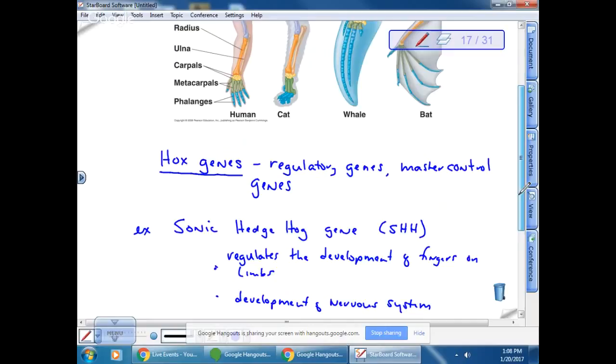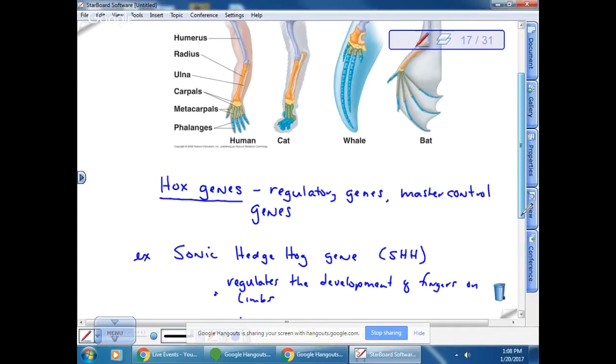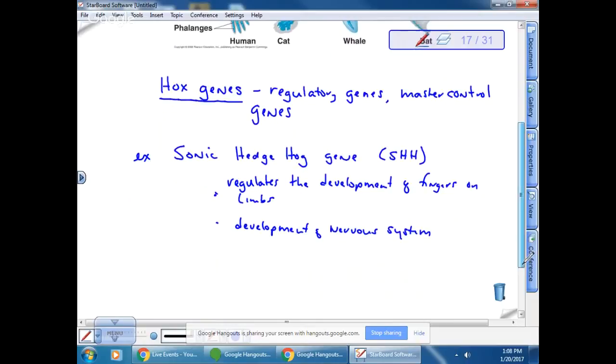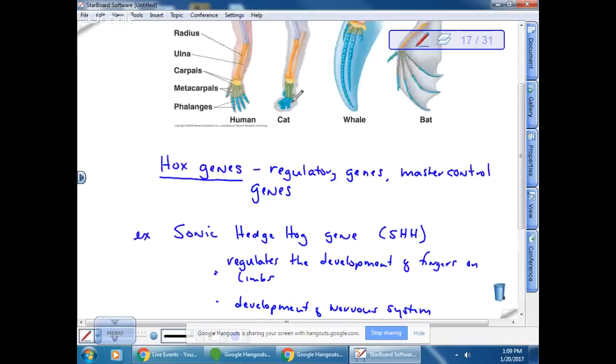But what it does is it codes for and regulates the development of the appendages, the fingers and toes on the limbs. And so that is an example of a gene that is highly constrained, which means that it hasn't changed much over evolutionary time. It can show our interrelatedness, that we share so many of the genes. For example, humans and mice share about 85% of our DNA. And it's because of these master control genes that then turn on other genes that cause certain limbs to develop.